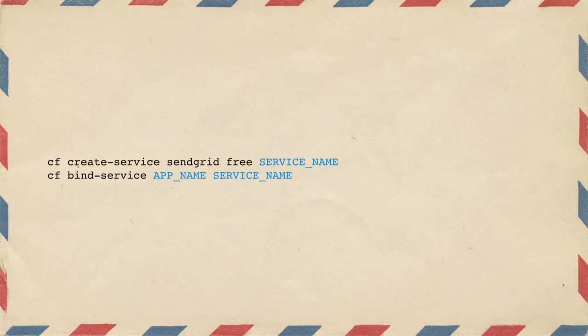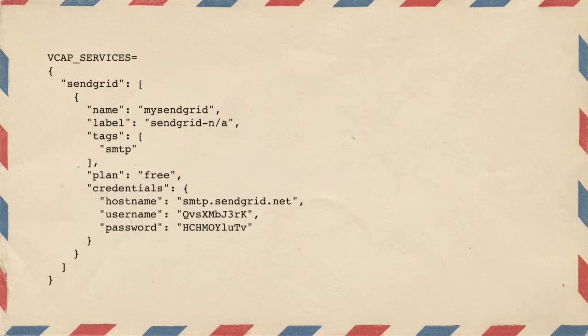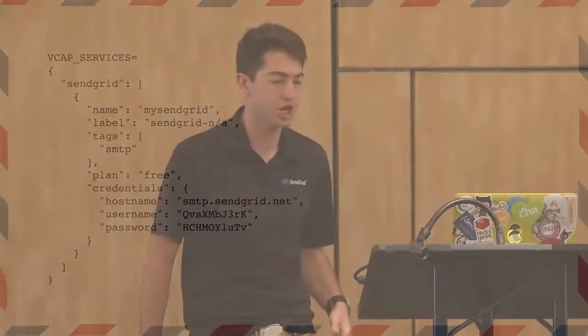First, you do a cf create-service. You say you want a SendGrid free plan. With the SendGrid free plan, with Cloud Foundry, and only with Cloud Foundry, you can send up to 25,000 emails a month for free. That's a lot of email. That's more email than I've ever sent in my life. Or you can log in and get more. And then you bind the service to your application, and you're good to go. You have a service in your VCAP_SERVICES. You can use the credentials in your application.